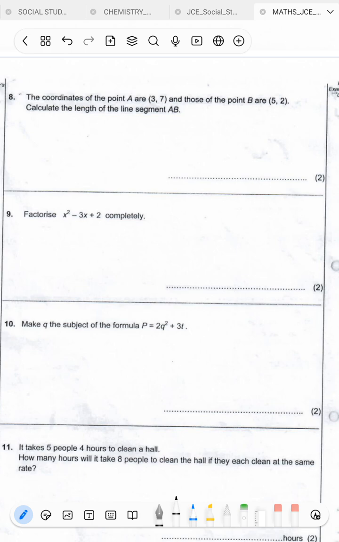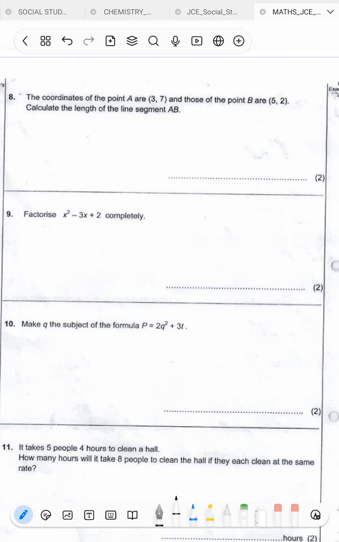All right, so question 8 says, remember this is JC mathematics. The coordinates of point A are such that (3, 7) is the coordinate for A, and those of point B are (5, 2). Calculate the length of the line segment AB.